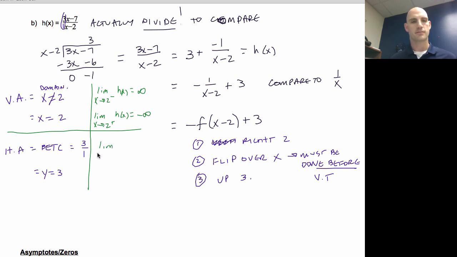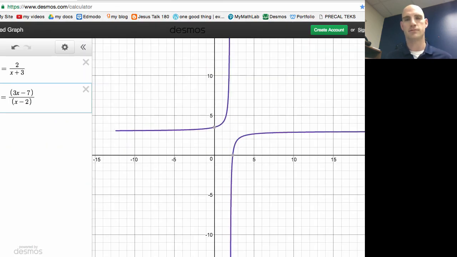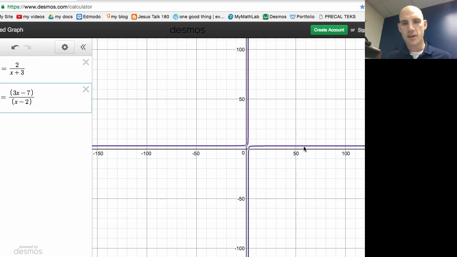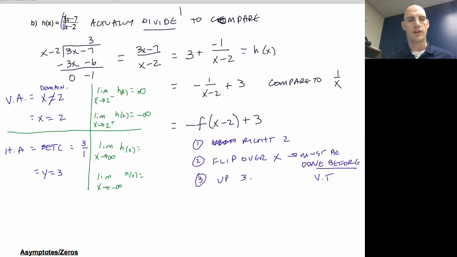The limit as x approaches infinity. Remember, horizontal asymptotes, we're talking about infinity. And the limit as x approaches negative infinity, h of x. So, where's it going? Zoom out. As it approaches infinity and negative infinity, where's it going? And because it's a horizontal asymptote, and the definition of an asymptote is what value does h of x approach as it goes to infinity and negative infinity? Those are both going to be 3.